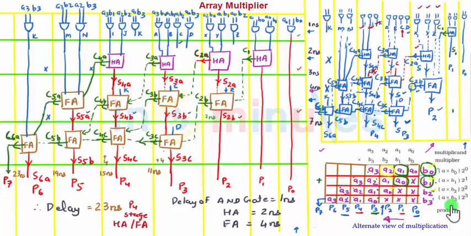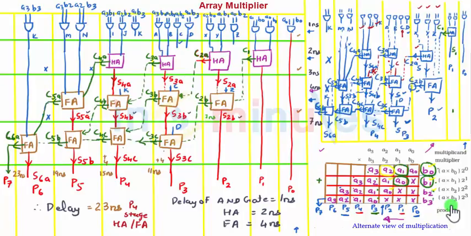The agenda of this clip is to improvise the array multiplier which we made in the previous clip. We are going to make a minor modification, and with that modification we will see how we can optimize the speed of our multiplier further, or how we can obtain a faster multiplier.